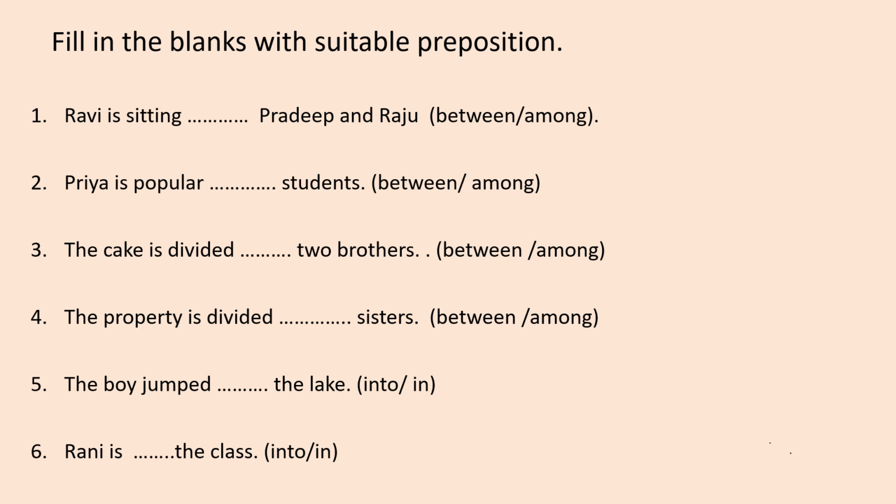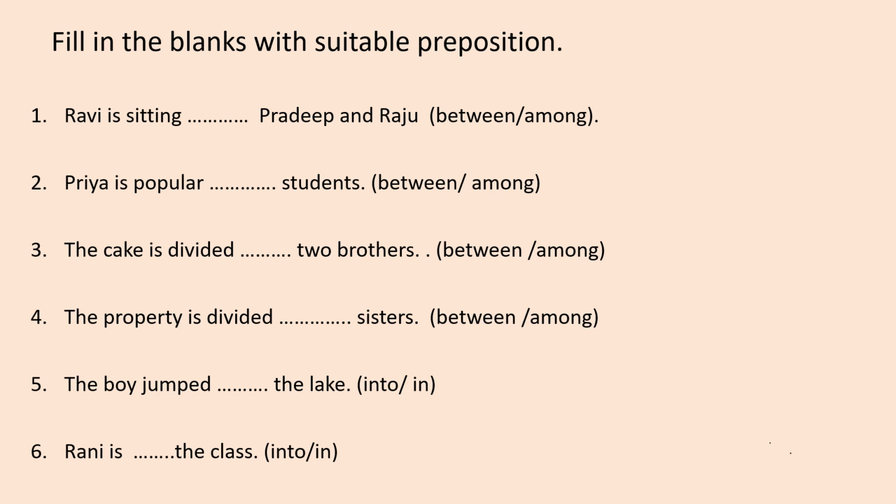Now we'll go with the examples here. See, Ravi is sitting dash Pradeep and Raju. I have given two words, between and among. I have not given some easy prepositions like in, into, below, upon, but some confusing prepositions. You may get better clarification by seeing this sentence. So what is the difference between among and between?